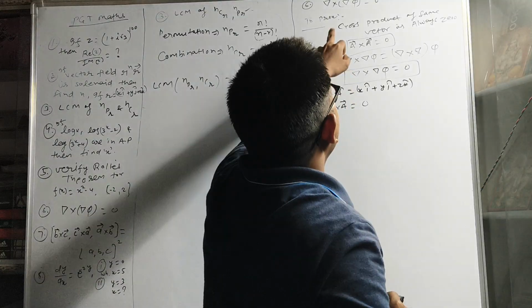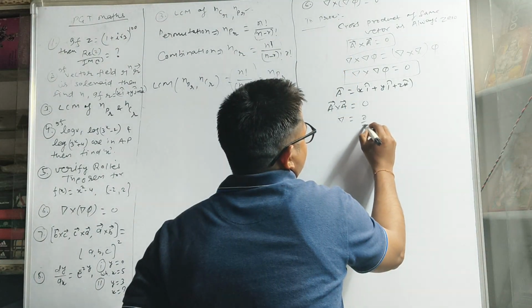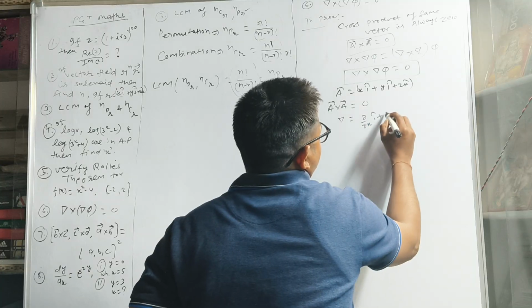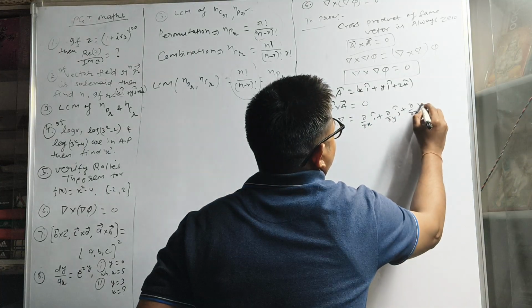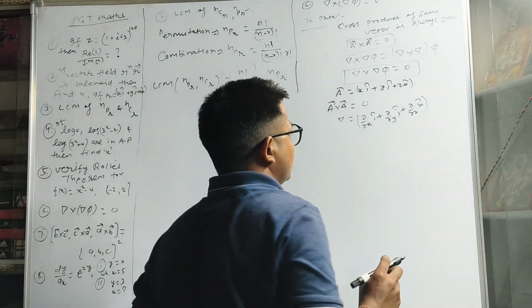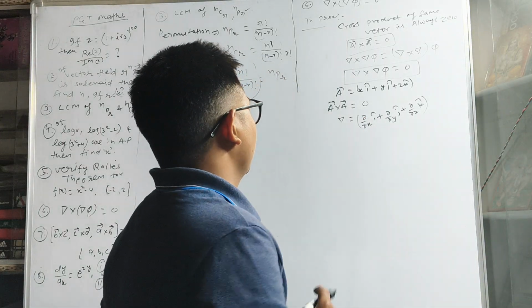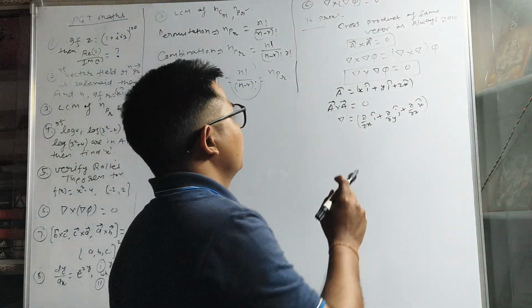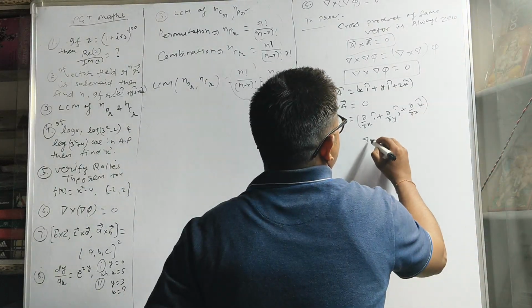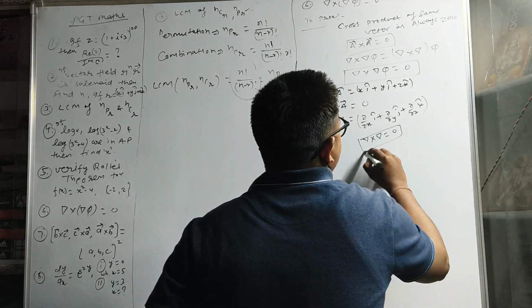Similarly, if we have a vector del, so del is a differential operator which is represented as del x i cap, del y j cap, and del z k cap. If you take the cross product of this differential vector with itself, that means del x i cap plus del y j cap plus del z k cap, we'll always get 0. That means del cross del equal to 0.